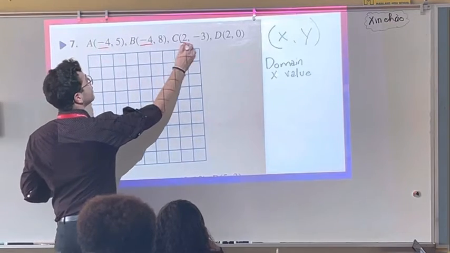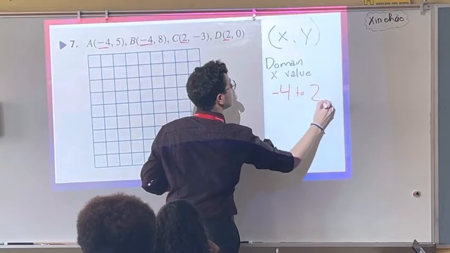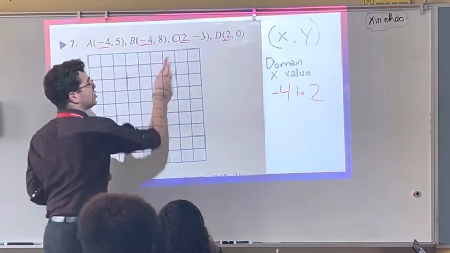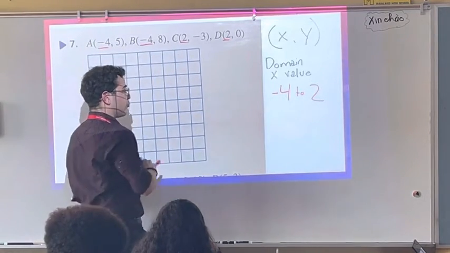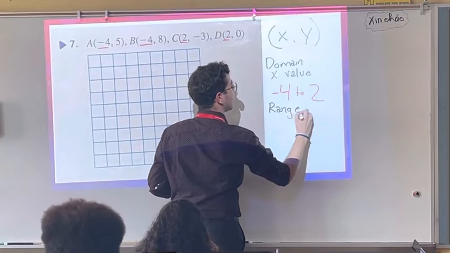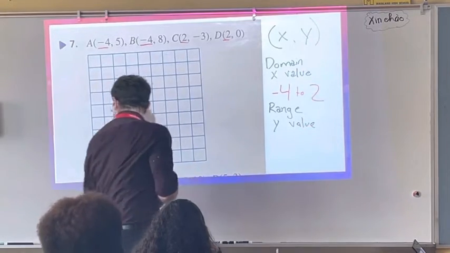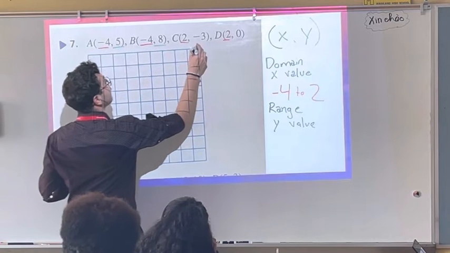What was that? A -4, a 2, and a 0. Just for the x's, we see -4 and 2. So the domain is from -4 to 2. The range is the y value. So for the range, we're going to discuss only the y value.